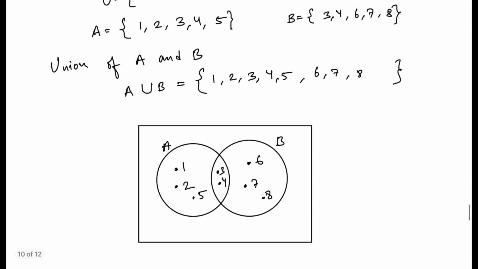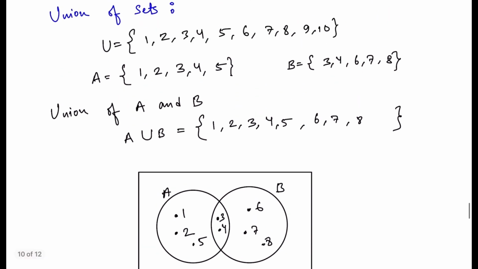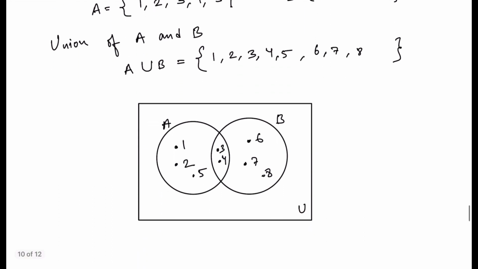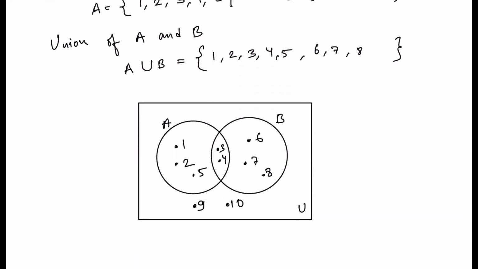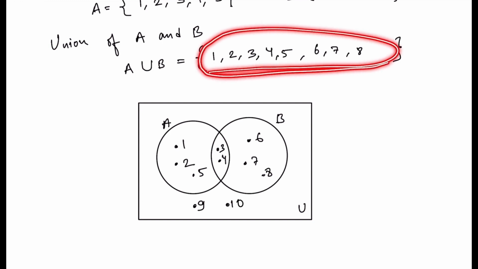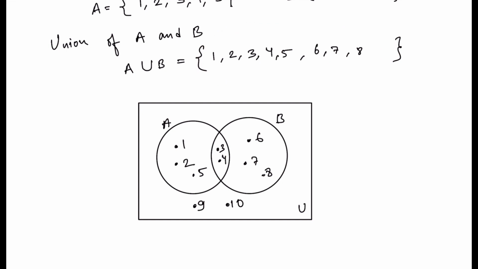And this is the universal set. So there are some remaining elements from the universal set which are 9 and 10. So those two elements, 9 and 10, will be outside this region, outside the region of A and B. Now see what are the elements A union B has. A union B has elements 1, 2, 3, 4, 5, 6, 7, 8. So these are the elements A union B has.